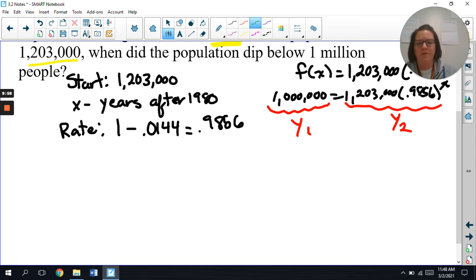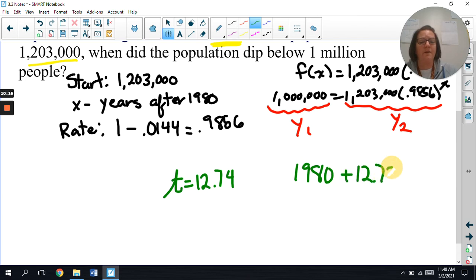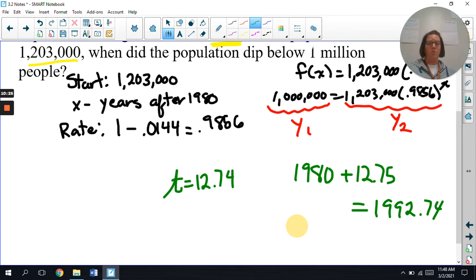Okay, hopefully you paused and found the answer. This is the answer I found: 0.74. Now remember, this is 12 years after 1980, so to answer the question, you want to do 1980 plus 12.74, which comes out to be 1992.74. So the population would dip below 1 million in the year 1992. That's why it's important to know your units.